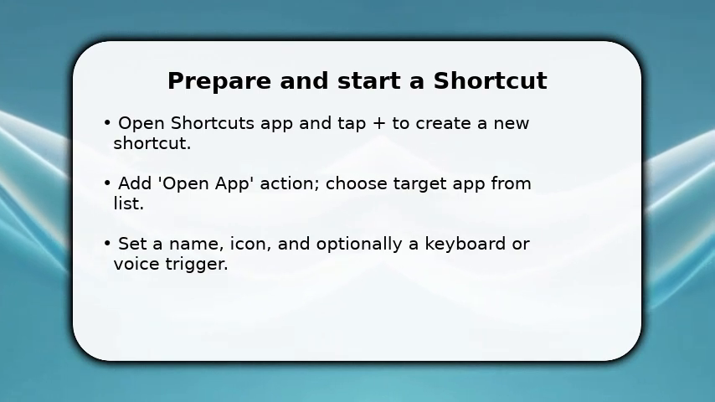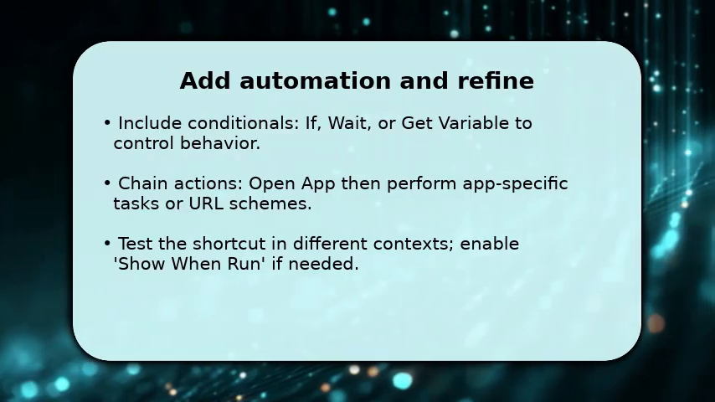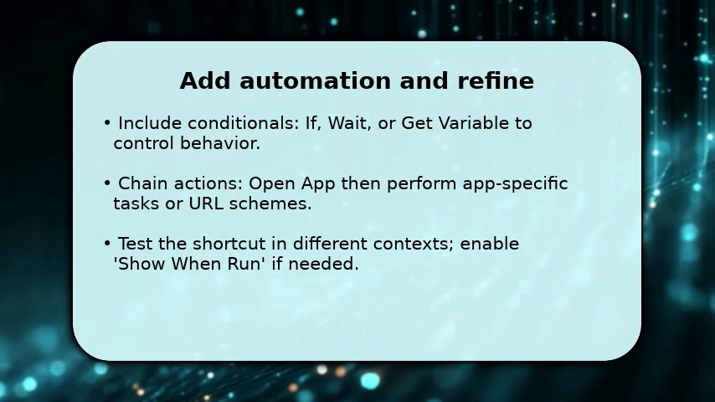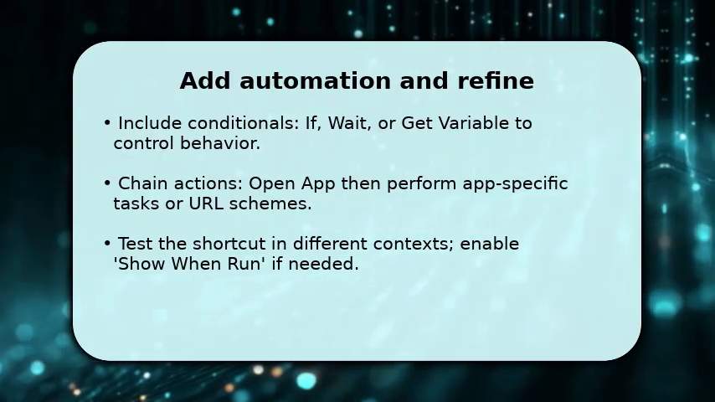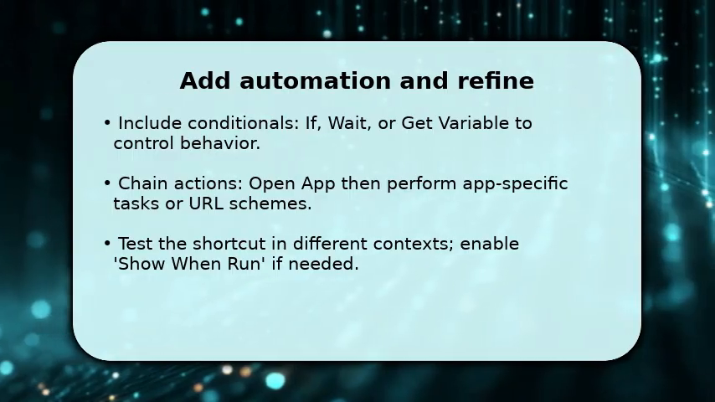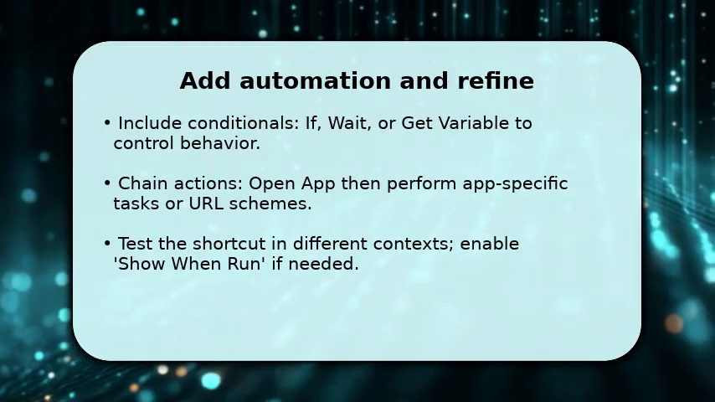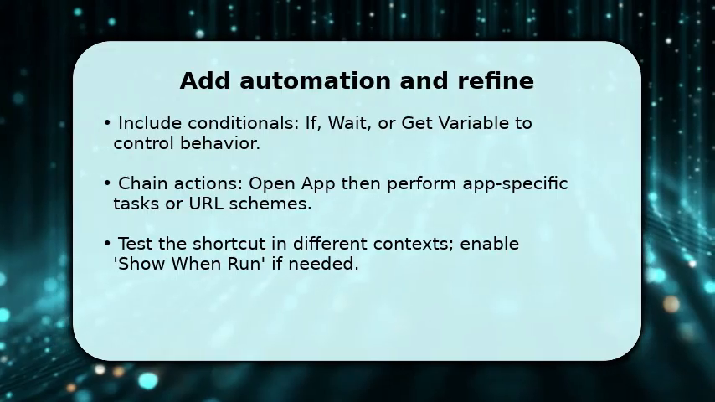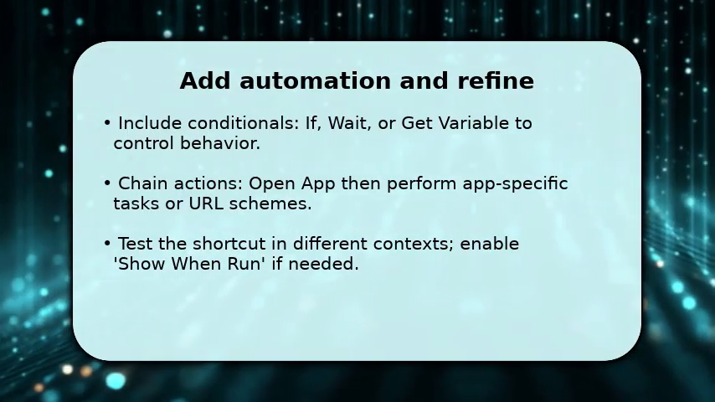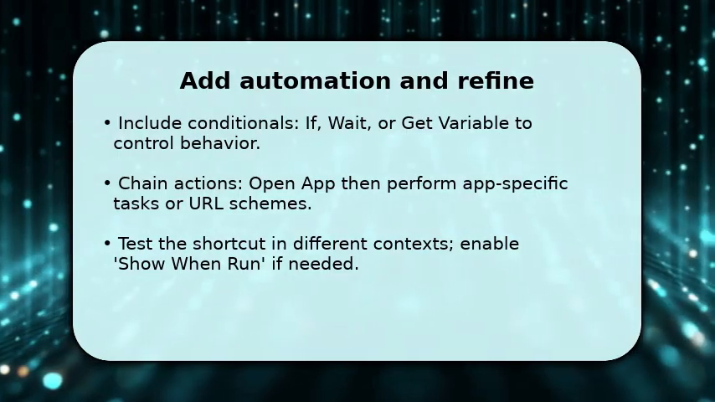Now refine the shortcut by chaining actions so opening the app can do more than just launch it. Add conditionals like if to vary behavior, or use URL schemes to jump to a specific screen. That's why you add steps now. Once set, test the sequence in different contexts, locked screen, multitasking, or external keyboard, because triggers behave differently. Make sure to toggle show when run if you want visual confirmation, or keep it off.